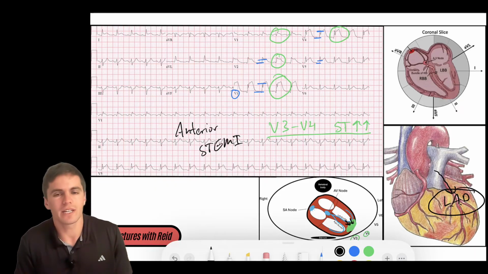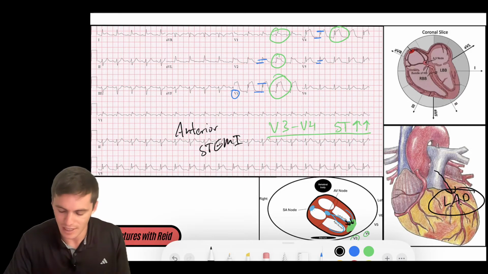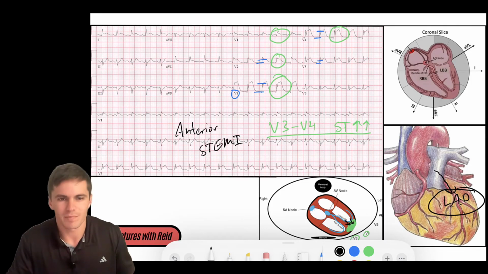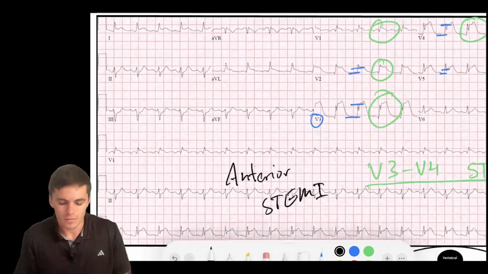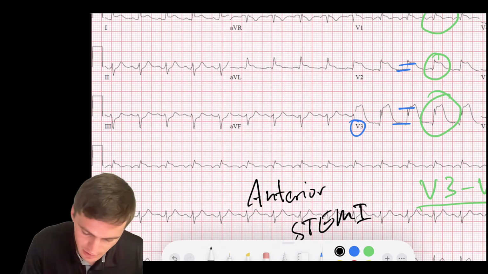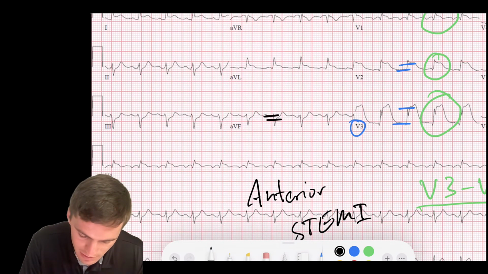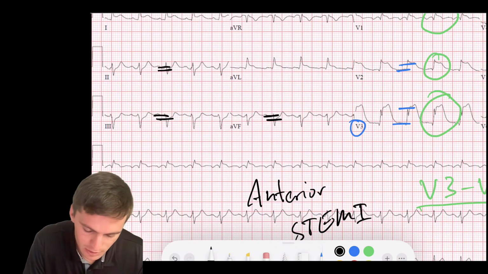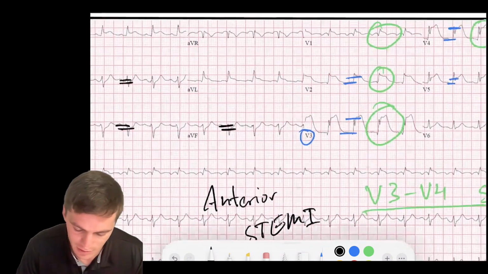And it's hard to get good reciprocal changes in big anterior STEMIs, but sometimes if that anterior STEMI gets a little bit lateral, you can see some reciprocal ST segment depression in the inferior leads. So you see some ST depression here in AVF, you see ST segment depression here in lead 3, and a little bit, to a lesser degree, in lead 2, right?